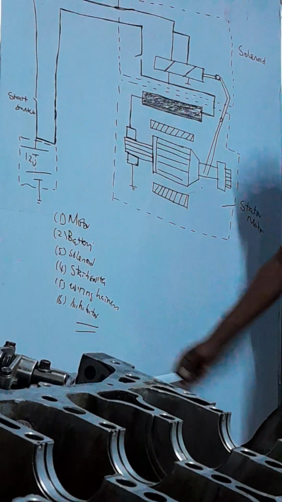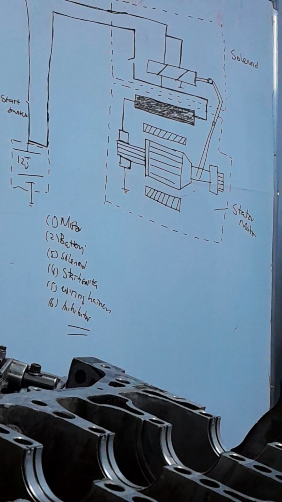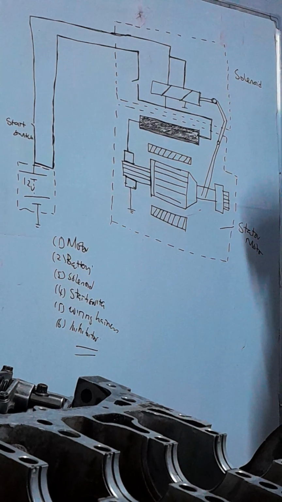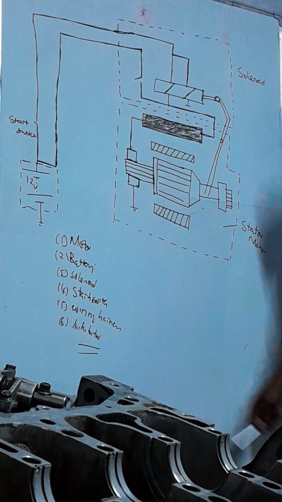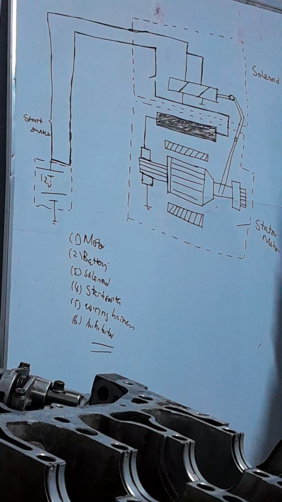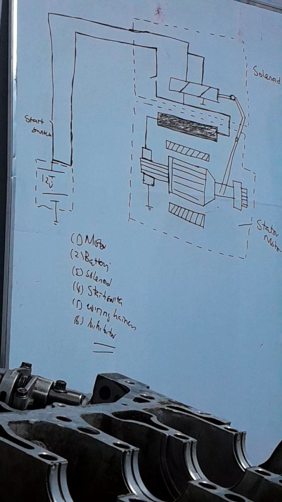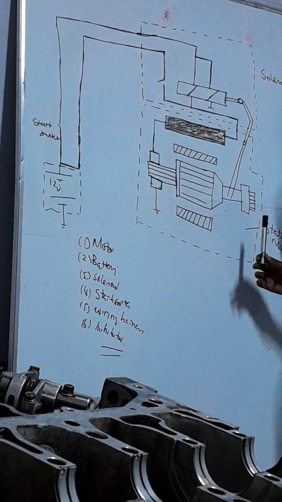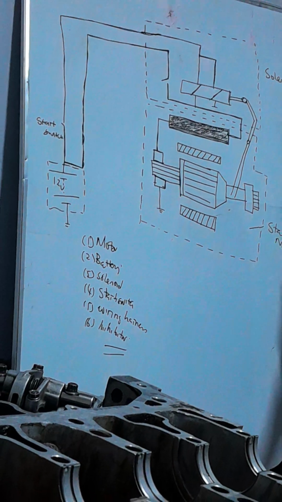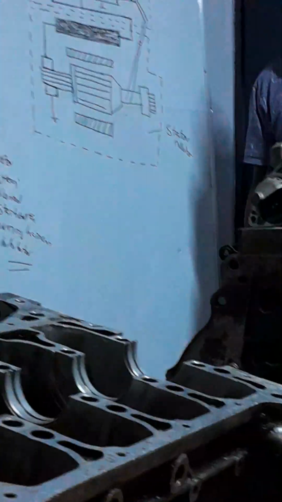The inhibitor switch is a switch which is built into the transmission system for automatic transmission vehicles, which prevents starting of the motor vehicle while we are selected in drive. It can only start when we are in park. Otherwise, if you try to start the engine when selected in drive, there will be inhibitors which will prevent that. So these are the major components of the starting system.